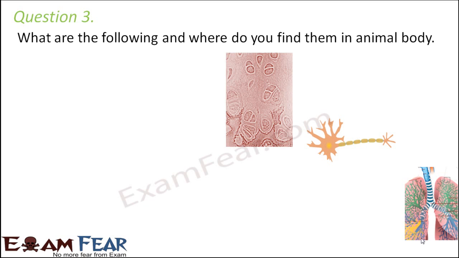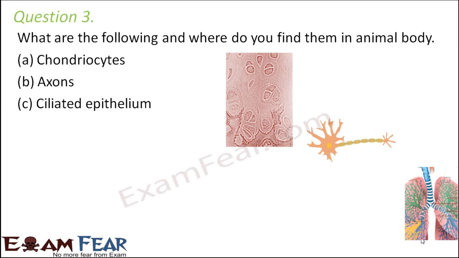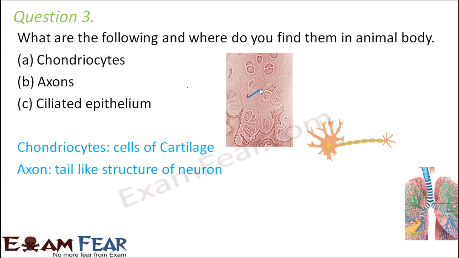Question number 3. What are the following and where do you find them in the animal body? Chondrocytes, axons and ciliated epithelium. We have spoken about chondrocytes. They are nothing but the cartilage cells. So where do we see them? We see them in the cartilage, obviously, right? And cartilage is the connective tissue. Axons, they are the tail-like structure of neurons. So where do we see them? We see them in the nervous tissue. Each cell of nervous tissue is a neuron and the tail-like structure of the neuron is the axon.